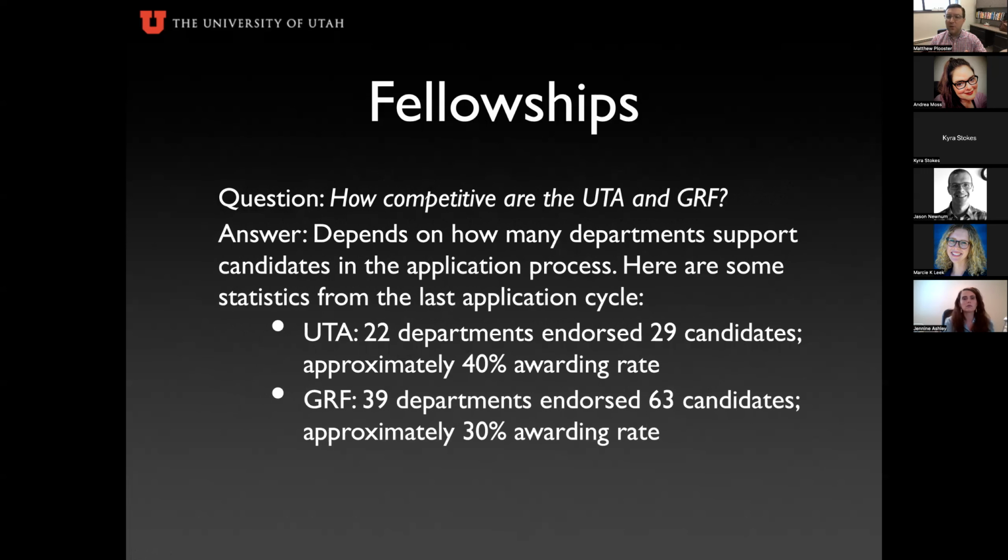How competitive are the UTA and the GRF? Well, this depends on how many departments champion candidates through the process here. Here's some statistics from the last application cycle. 22 departments, so this is less than half of the eligible departments, endorsed a total of 29 candidates for the UTA last year. So we had approximately a 40% awarding rate. The GRF, 39 departments, so about 60-ish%, 2/3 of eligible departments, endorsed 63 candidates for the GRF. And we had approximately a 30% awarding rate.